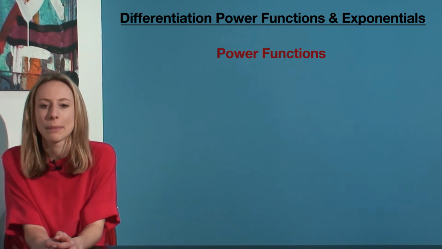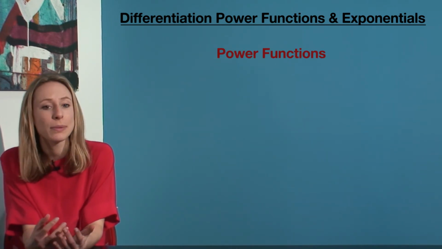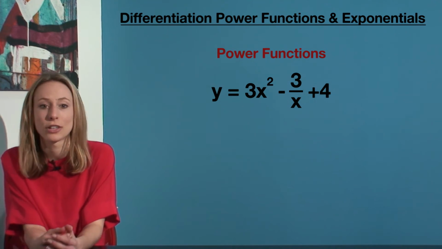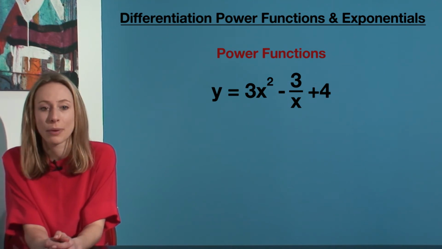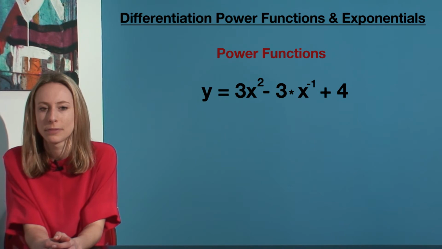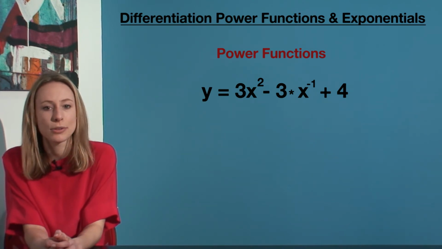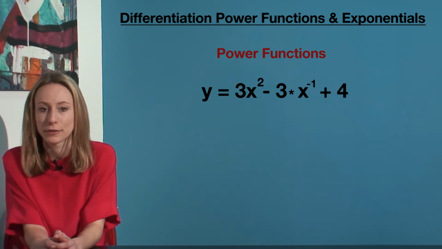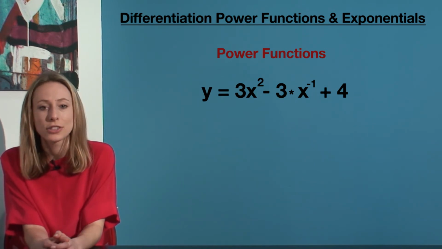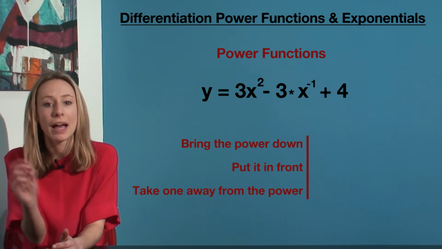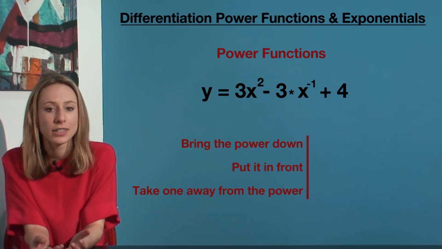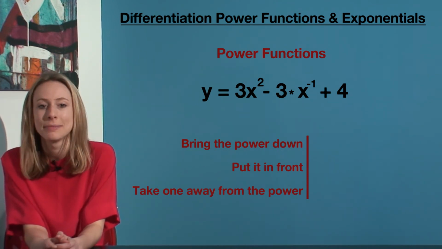Let's start by looking at power functions. When faced with an equation like this, and asked to solve for x, you first need to rewrite it so that it looks more straightforward. Like this: y equals 3x squared minus 3x to the power of negative 1 plus 4. Then, just follow the simple rule. Bring the power down, put it in the front, and take 1 away from the power.